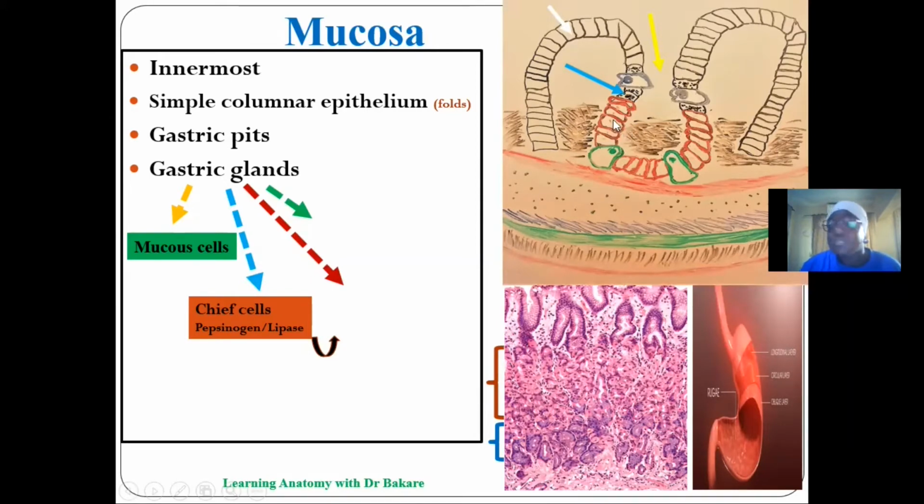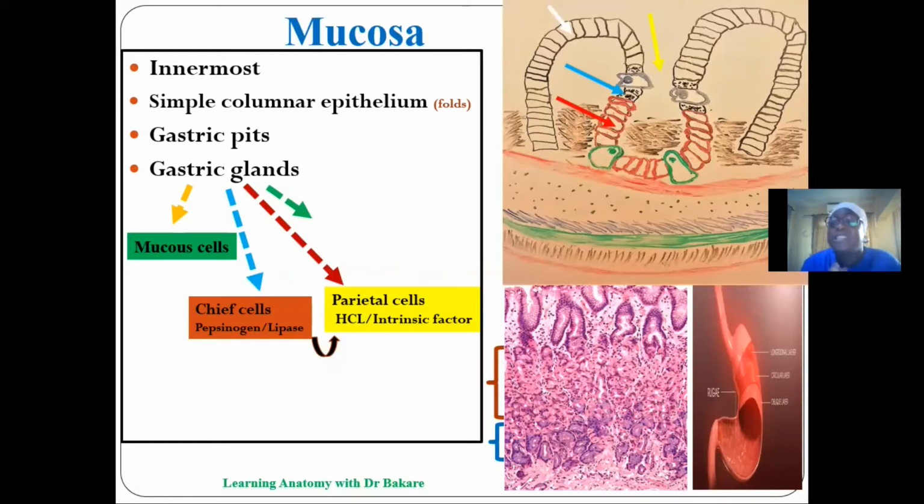Also, for us to know that pepsinogen and lipase are secreted by the chief cell in an inactive form. So these secretions are inactive. But what makes them active is the hydrochloric acid that is secreted by the parietal cell, and that is the next cell we'll go to. So this is the chief cell highlighted in red. Then the next cell is the parietal cell.